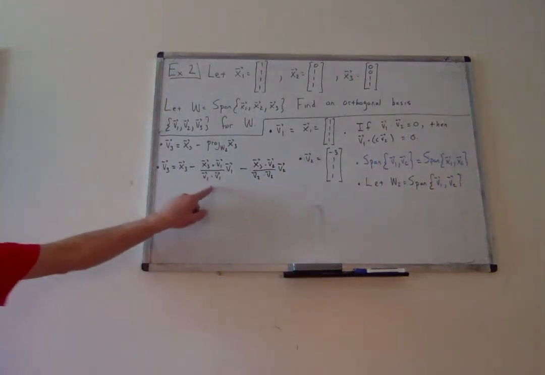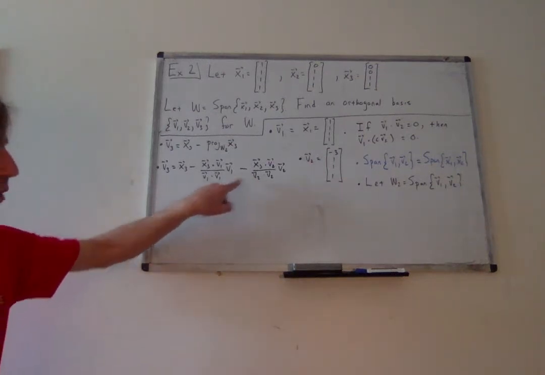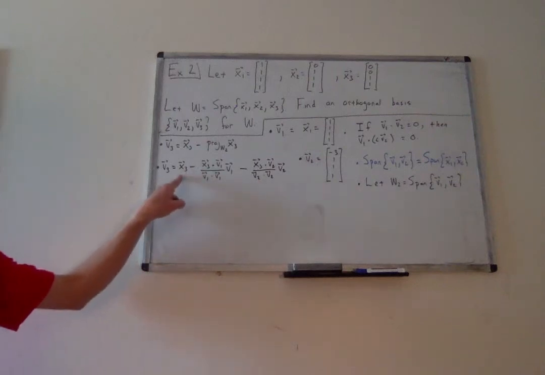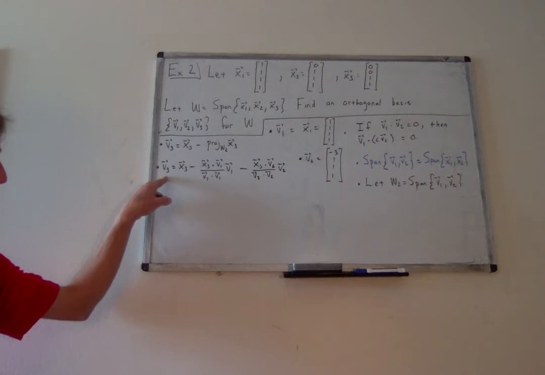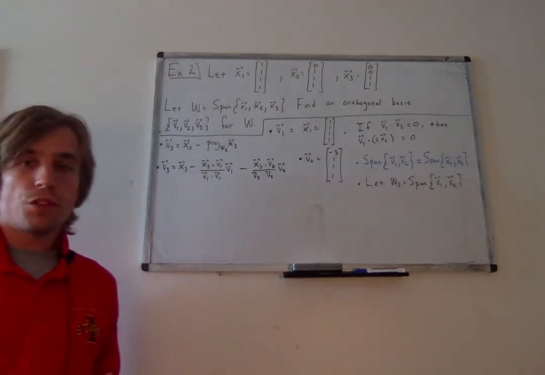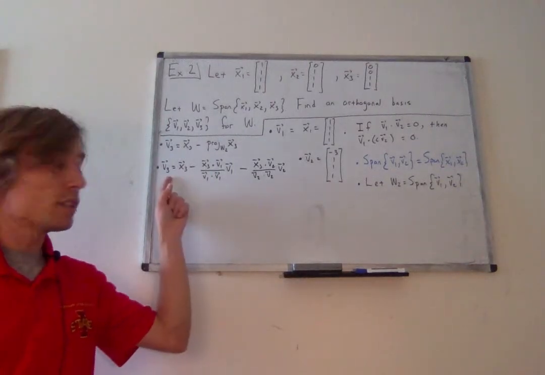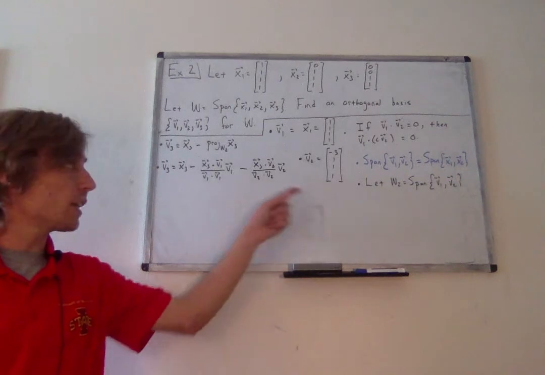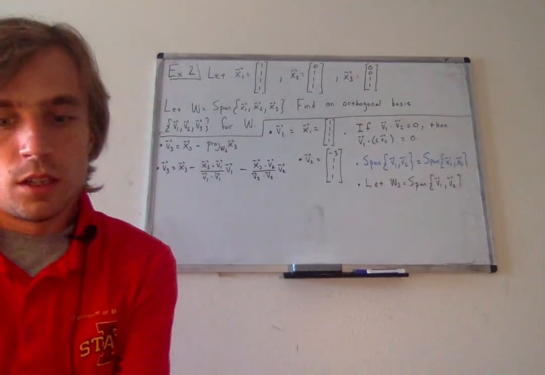So now I have to subtract off two components from x3, one related to v1 and one related to v2, in order to find this orthogonal vector. And as you can kind of see, even with three vectors, this process can get somewhat lengthy, because while this is going to work and we're going to get an orthogonal vector, we have to calculate a lot of dot products.